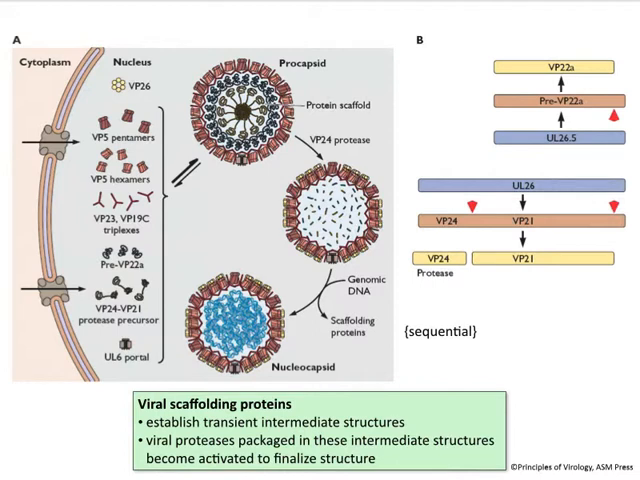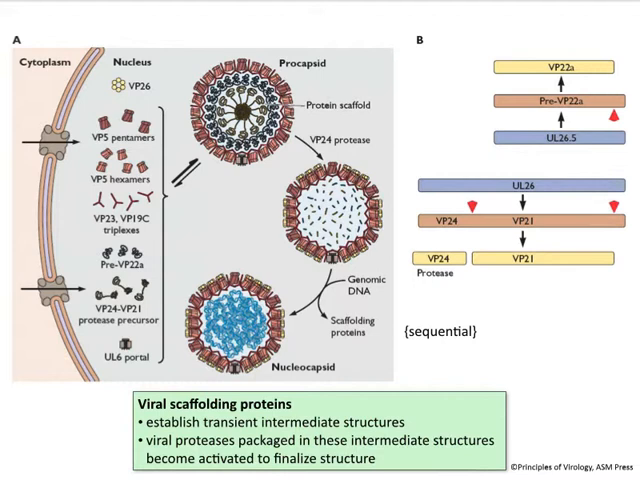Here's another example of sequential assembly. This is for herpes virus now. And this is a DNA virus which assembles in the nucleus. And it doesn't tell us anything unusual, with one exception, that a scaffolding protein is used in a very unusual way. So this virus replicated its DNA in the nucleus, so all of the proteins that make up the capsid are shipped into the nucleus.